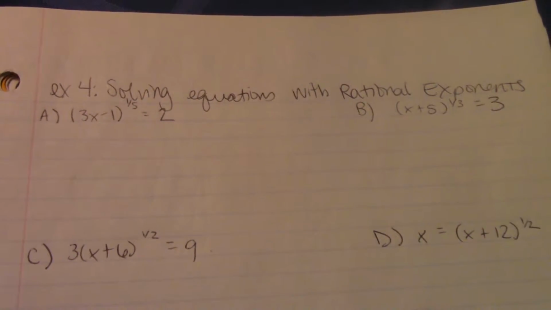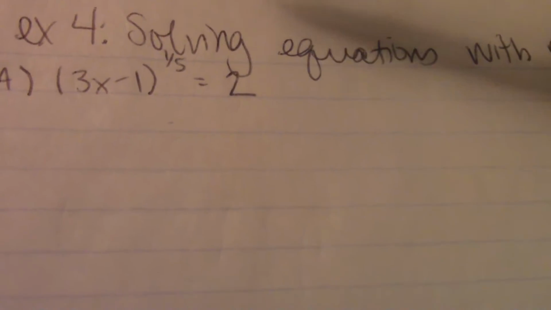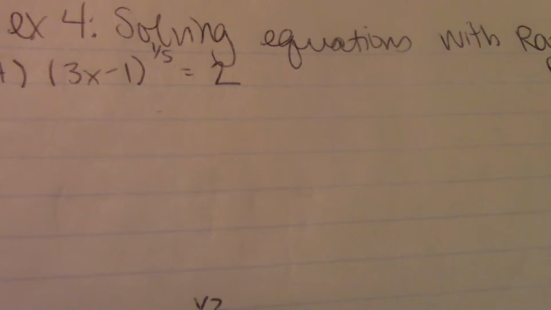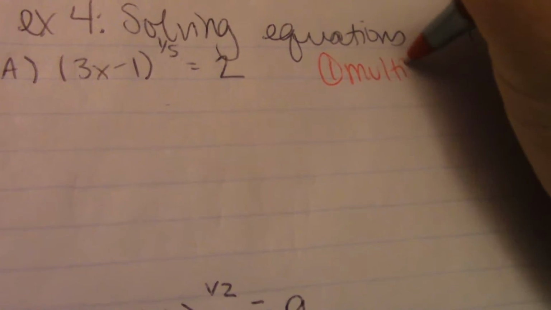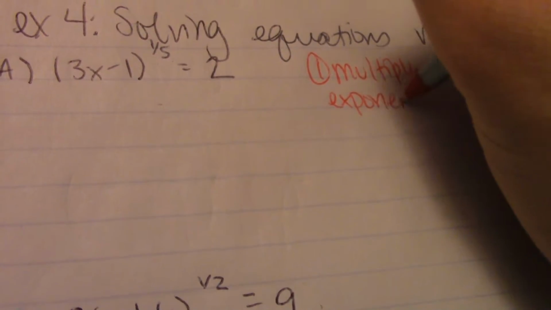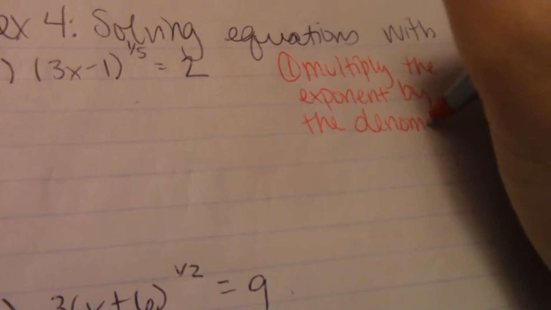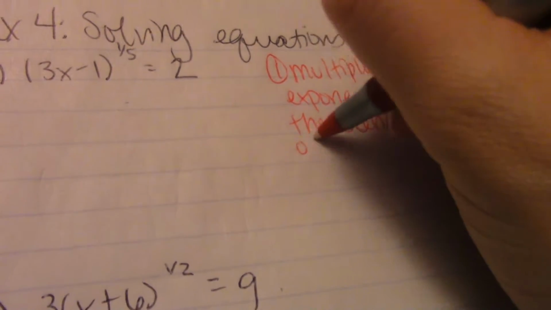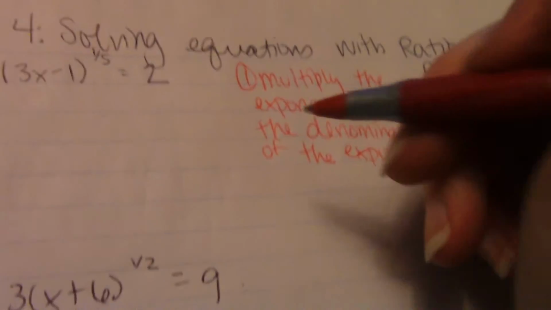Example 4, solving equations with rational exponents. So here's our problem. Our exponent is rational, which means it's a fraction. So what you're going to do is multiply the exponent by the denominator of the exponent. Remember, do that to both sides.